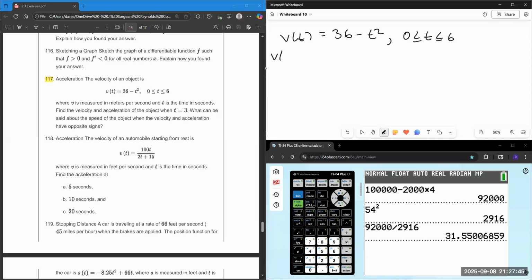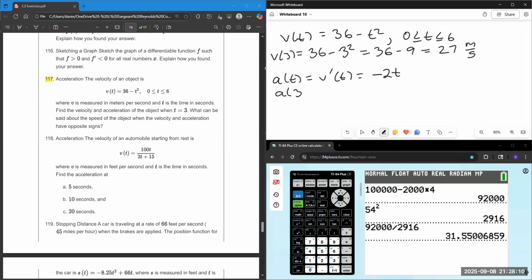So v of 3 is 36 minus 3 squared, which is 36 minus 9, which is 27, and that'll be meters per second. And a of t, my acceleration, is my v prime of t, so that will be negative 2t. A of 3 is negative 2 times 3, which is negative 6, and that will be in meters per second squared.